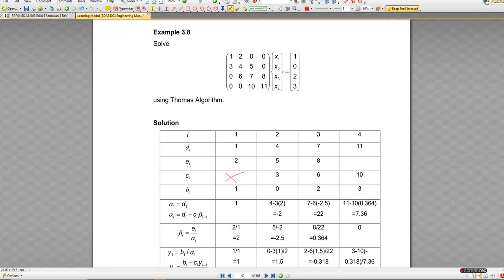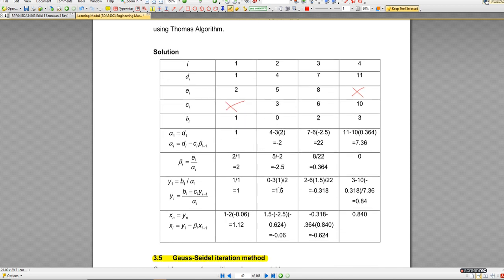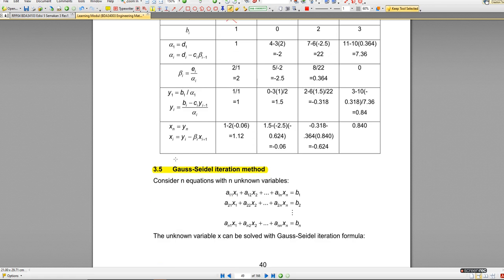Okay, and for the EI, let's say a 4 by 4 matrix, then the E is only up to E3. There is no E4. Okay, remember this. And then the rest is you just compare the element to get the respective value of the symbol, alpha 1, beta 1 and so on.